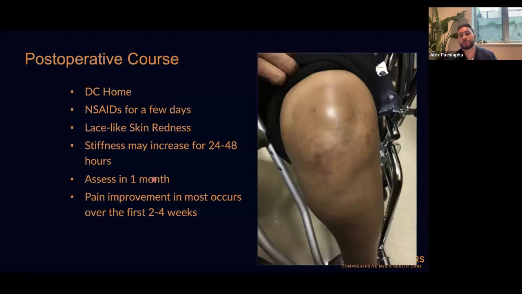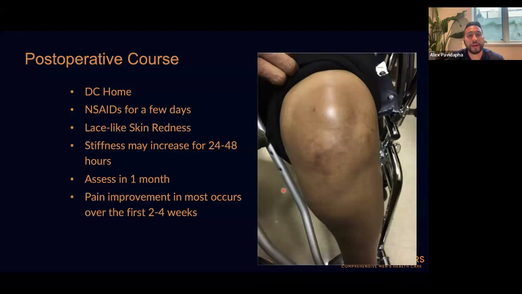So, post-operative course. What to expect? Discharge home the same day, as I mentioned. We do prescribe an NSAID for about a week or two afterwards. Patients may experience a lace-like skin redness or rash. You can see on this patient, they have a slight rash. It does go away in a few weeks. There may be some stiffness. Stiffness may be worse for the first day or two, after which the range of motion will actually improve.